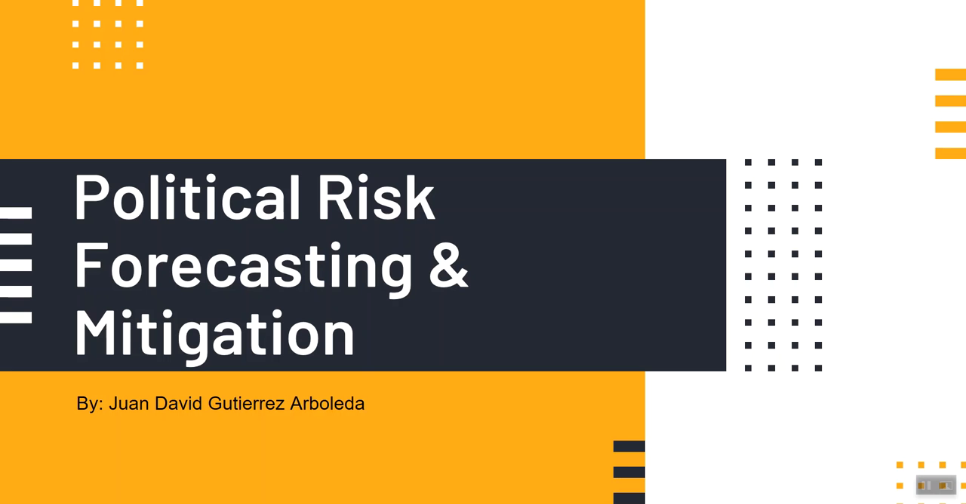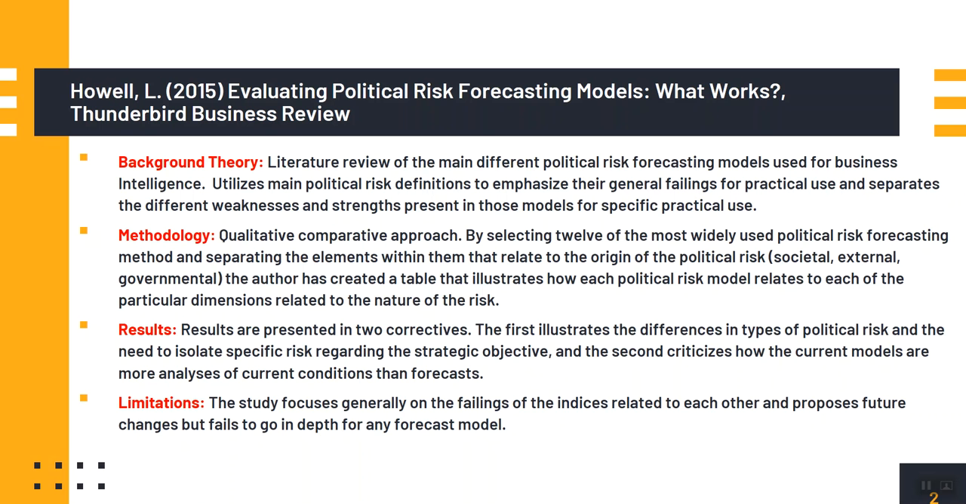So the first document that I've used to analyze my particular topic is Llewellyn Howell's Evaluating Political Risk Forecasting. What is very interesting about this particular document is that it does an expansive literature review of the main different political risk forecasting models and the main political risk definitions for business intelligence. And it utilizes these definitions to emphasize how they fail and how they relate to each other, and how, for practical use, they're very different from their theoretical approach.